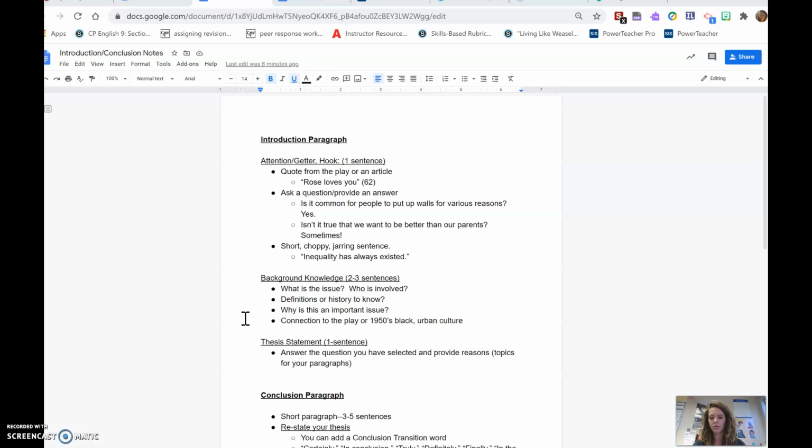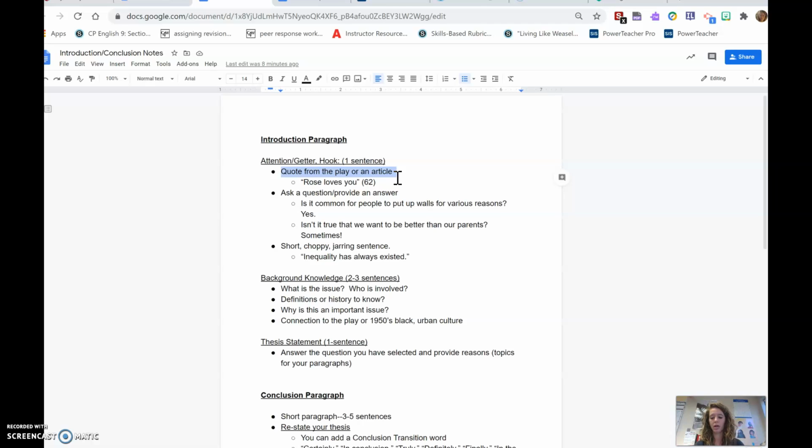There are really three elements that go into your introduction paragraph. The first element is an attention getter or a hook, and it's one sentence. I gave you three options for this. You could start your essay with another quote. If you pulled really great quotes, but a couple of them might not match the question that you are going to write your essay on, but you still really like the quote, you could start the essay with that quote.